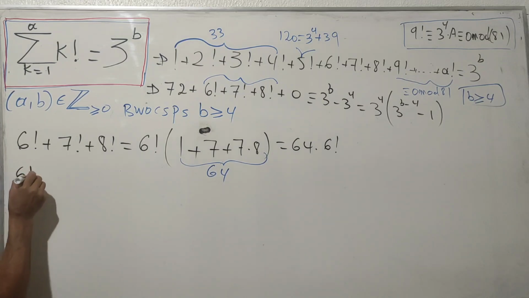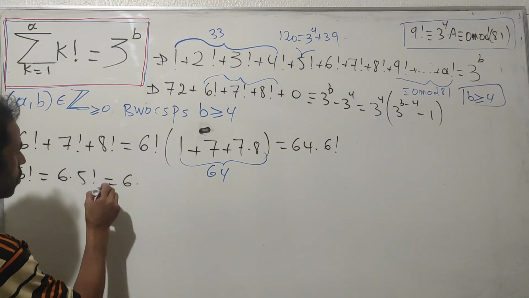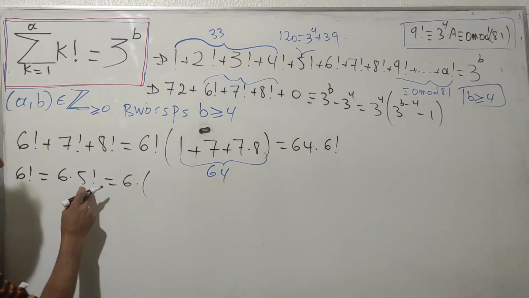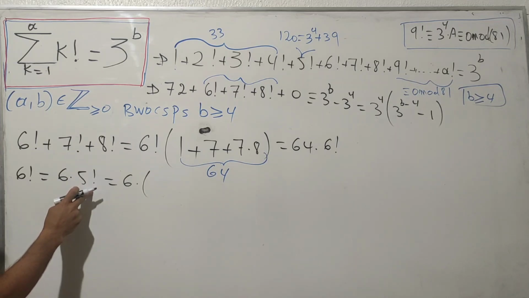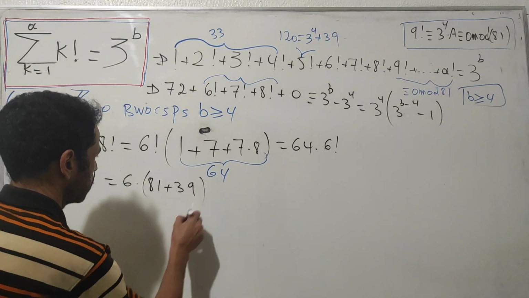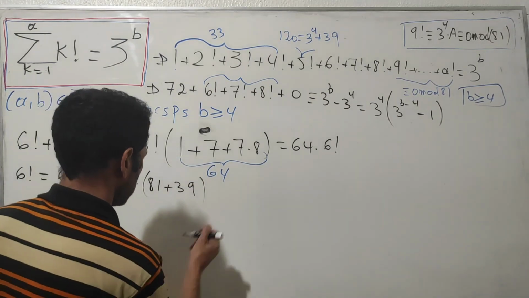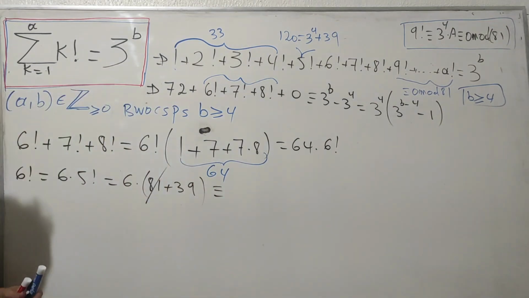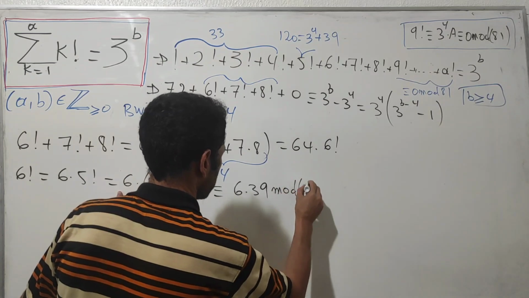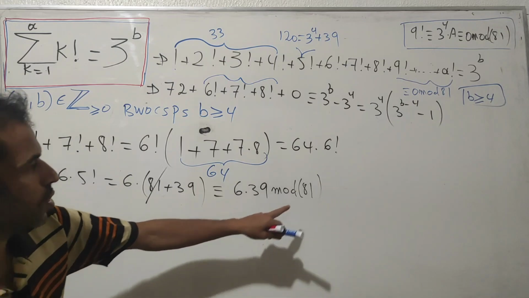So we get 6 factorial equals 6 multiplied by 5 factorial. 5 factorial is already 120. 5 factorial equals 120, and 120 equals 81 plus 39. Now I'm going to reduce this modulo 81. The 81 is 0, so I will have 6 multiplied by 39 modulo 81. Now I'm going to take this one and replace it here.